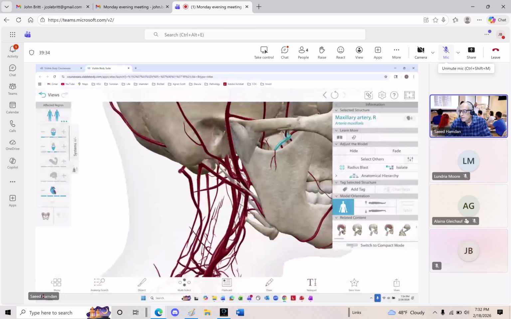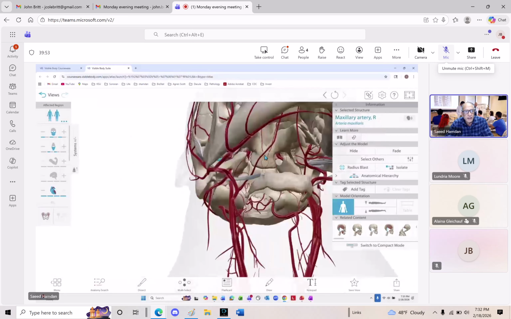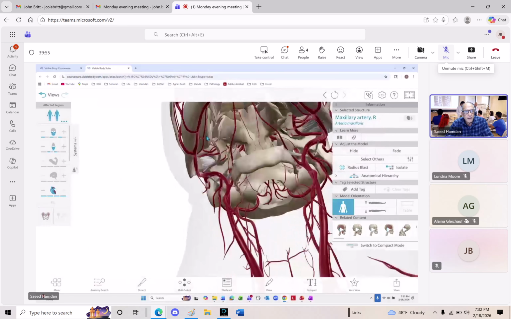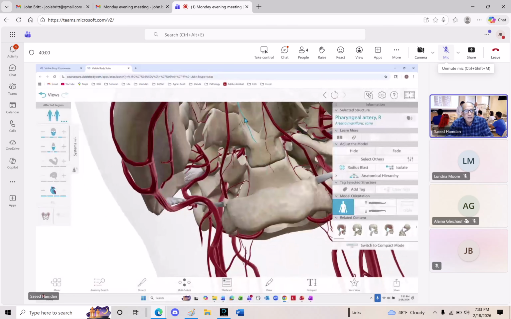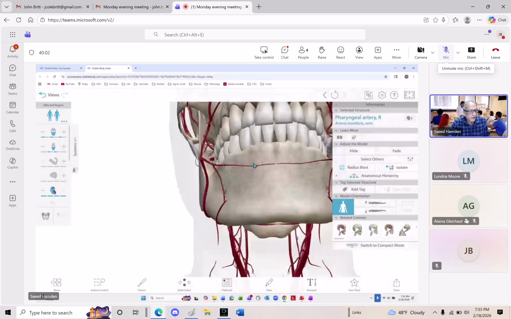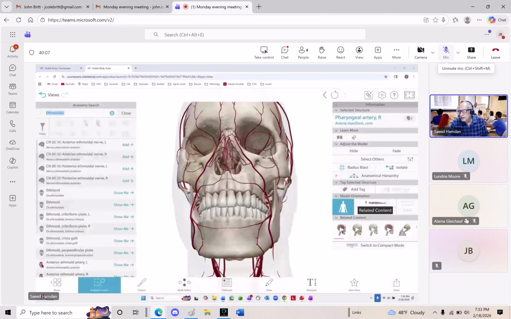Okay. Maxillary division. Oh, that's a nerve. Okay. Now, that's a maxillary. Sphenopalatine. Sphenopalatine is going to be down here. This is the pharyngeal. Let me look for it. I don't see the sphenopalatine.